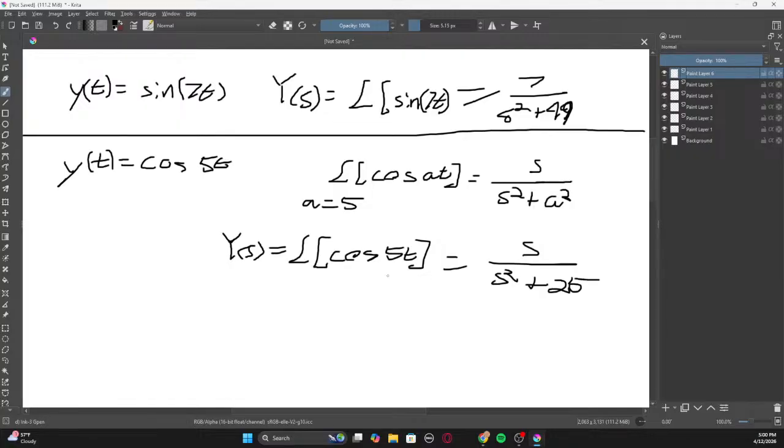So we'll type these in, and we'll see both of them. So that's 7 over s squared plus 49. That's s over s squared plus 25. Doing these would have been a lot slower earlier this week, or I guess last week, because today's Sunday and the start of a new week. But with these, I could probably do these in my head right now, which is really good to show progress, I guess, like comfortability with the topic.